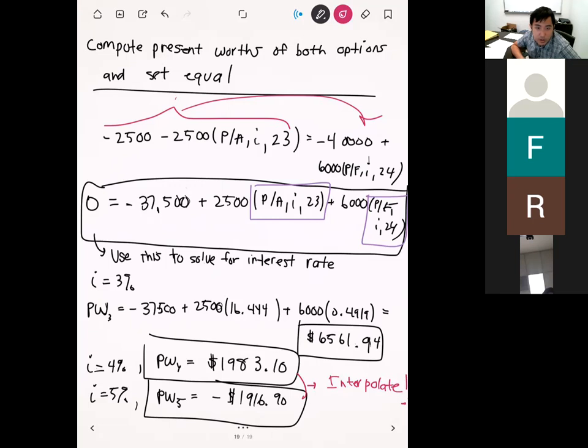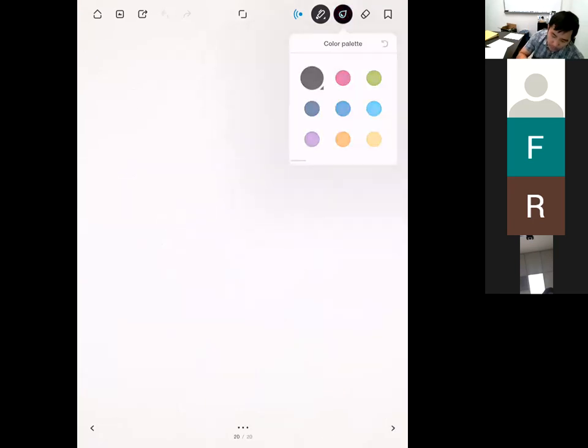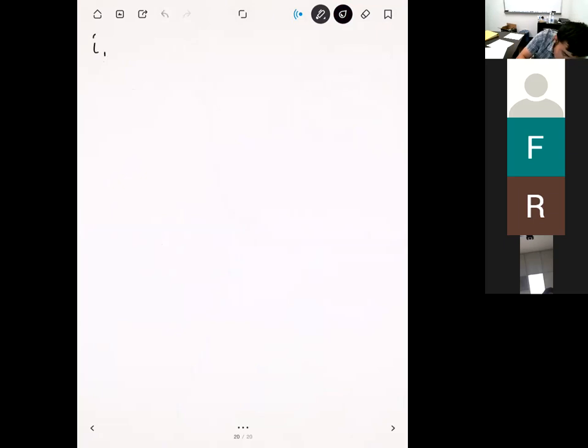Any questions on this? All right, so let's go ahead and perform our interpolation. For interpolation, we need to plug in 4 values into the formula. First, let's start with the interest rates. I low in this case was 4%. The higher interest rate is 5%. Next, we have the present worths.